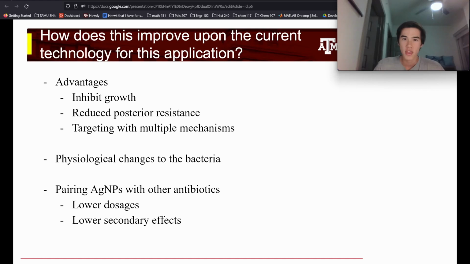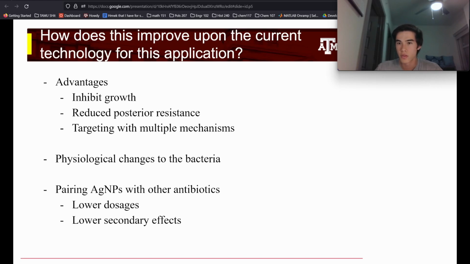Hi, I'm Charlie. The advantages of silver nanoparticles include their ability to inhibit growth of bacteria, reduce posterior resistance more effectively than antibiotics, and target the bacteria with multiple mechanisms of action that occur in parallel. These mechanisms include acting on the membrane, affecting intracellular components, and altering the respiratory chain. However, bacteria that were given sublethal doses of silver nanoparticles exhibited resistance to antibiotics, decreasing the efficiency of antibiotics.